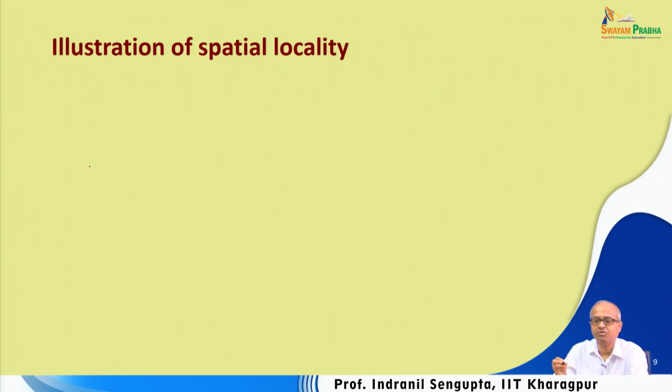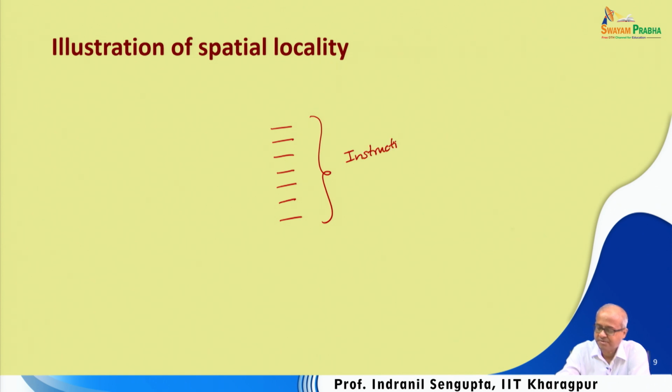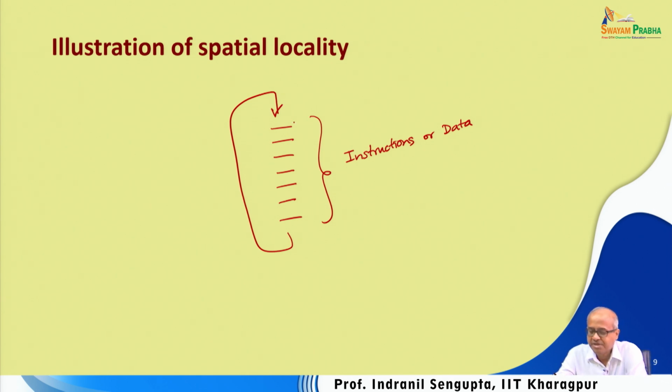So, essentially spatial locality means there are some memory locations. Now, when I say memory locations, they can be either instructions or they can also be data. This set of instructions will be executing either repeatedly or one by one. So, when you are executing one instruction or accessing one data, it is likely that the next data will also be accessed, the next to next will also be accessed, like this. This is what is referred to as spatial locality.